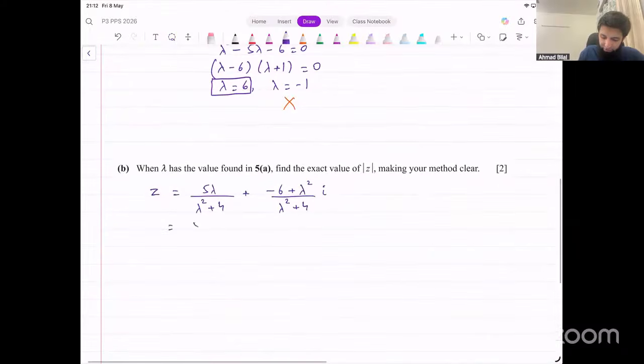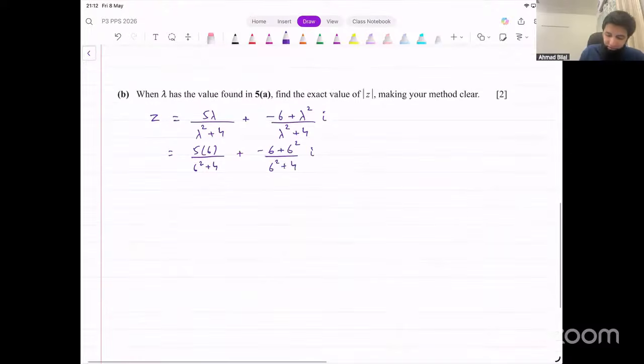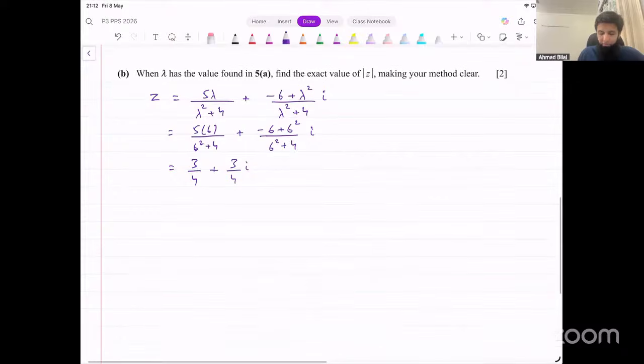What do you get? 5 into 6 divided by 6 square plus 4, plus minus 6 plus 6 squared divided by 6 square plus 4 iota. What does this simplify to? Can anyone tell me? 5 times 6 is 30. 30 over 40. That will be 3 over 4, right? Please confirm this. This is 30 over 40 as well. 3 over 4 minus 3 over 4 iota plus 3 over 4 iota, right? Yeah, that looks okay.